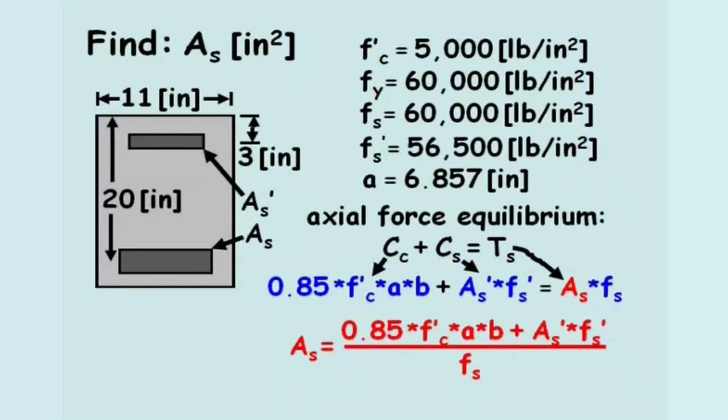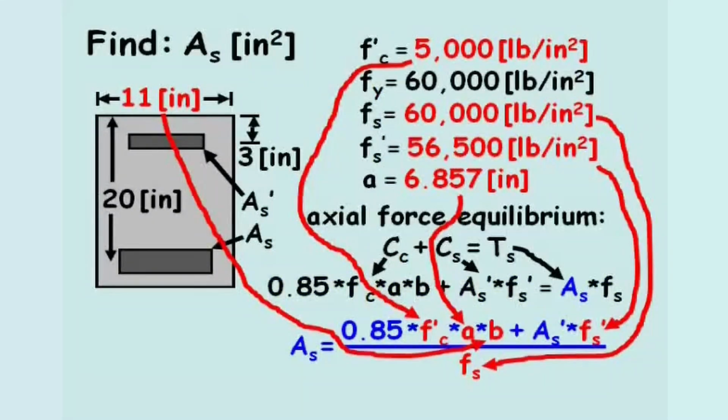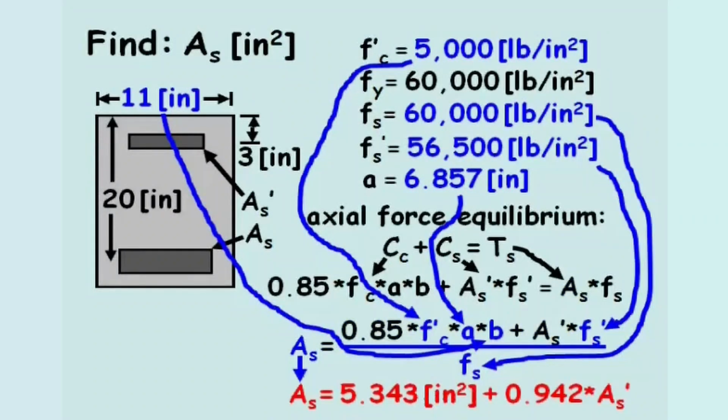Next, we'll plug in the given variables for the compressive strength of the concrete, lengths a and b, and the stresses in both the tension and compression steel. This makes the area of steel equal to 5.343 inches squared plus 0.942 times the area of compression steel, As'.